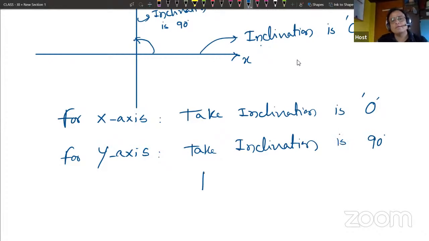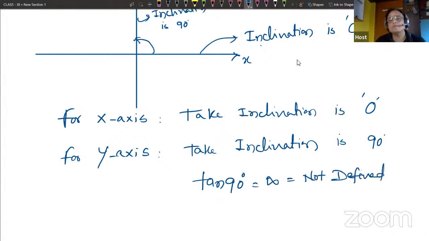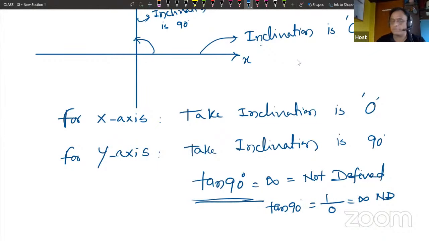But be aware, tan 90 degrees is infinity, otherwise called not defined. That should be your idea. Some textbooks say tan 90 is equal to sine 90 by cos 90. Sine 90 is 1 divided by cos 90, which is 0. 1 by 0 is called infinity, otherwise also known as not defined.